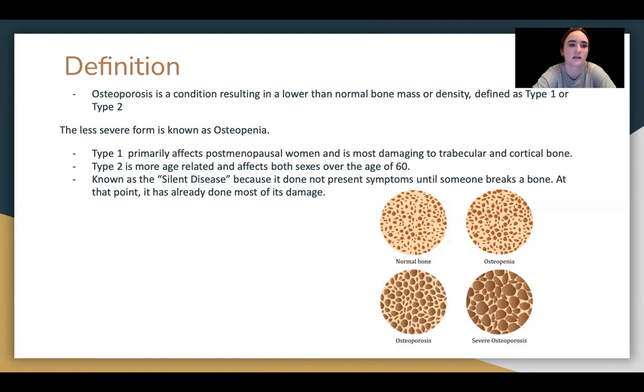So type 1 primarily affects postmenopausal women and is most damaging to the trabecular and cortical bone. Type 2 is more age-related and affects both sexes over the age of 60, but it is known as the silent disease because it doesn't present symptoms until somebody breaks a bone. At that point, it has already done most of its damage. So looking at somebody, you can't say, you have osteoporosis. You have to get scans and some other tests that we'll talk about later.